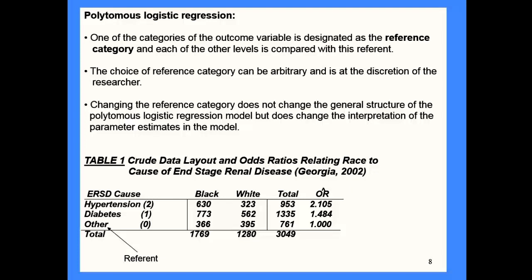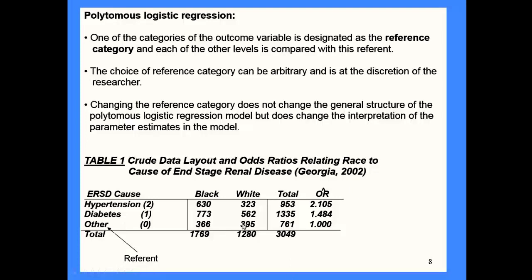Okay, so what does this say? Well, without doing any statistical tests, it looks like there's a moderate effect of race on whether you've got hypertension versus other, and not quite as strong, but not 1, a less than moderate effect of race on the outcome diabetes compared to other.